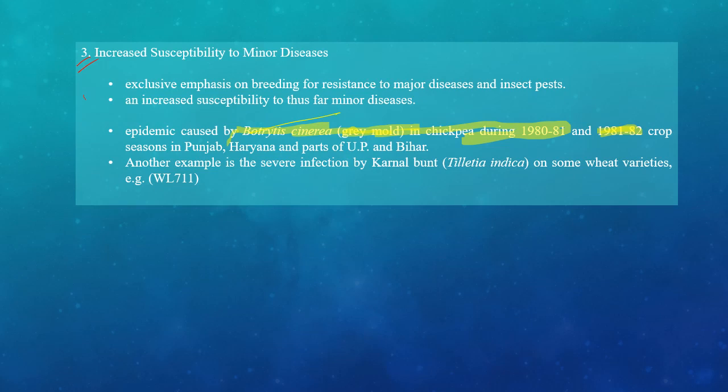And there are many other diseases which are prevalent, and we have developed resistant varieties to them, and in the meantime, this pathogen became very much dominant and became a major disease in these areas. Another example is the cardinal plant, Tilletia indica, in some wheat varieties like WL711, which became very much active.